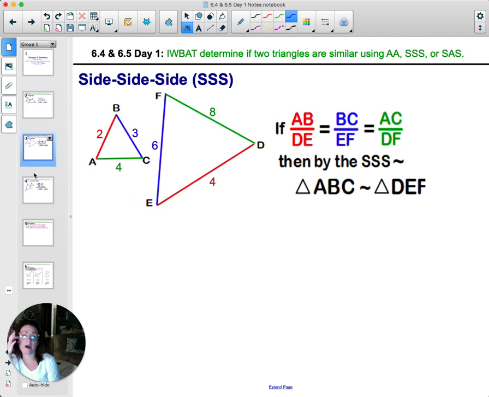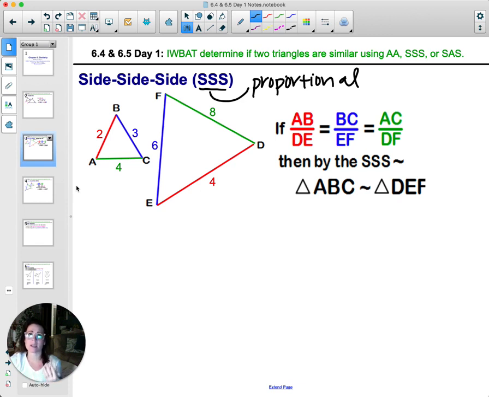So then we have something called side, side, side again. In congruent triangles, you match up the sides to see if all three sets of sides are congruent. Well, with similar triangles, the sides are proportional. So what we need to check is that the sides are proportional. And proportional means that they divide to the same scale factor. So there's going to be a couple of things that will happen here.